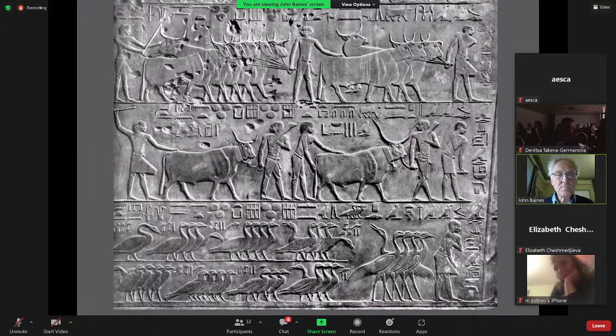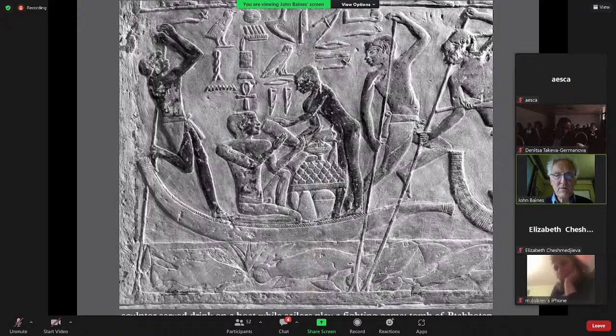And then you have details which convey meaning, in this case, in a humorous way. This is from the far left of the composition I showed you, where the man who is seated on the boat is being given a drink. He's a special figure. He's a sculptor.